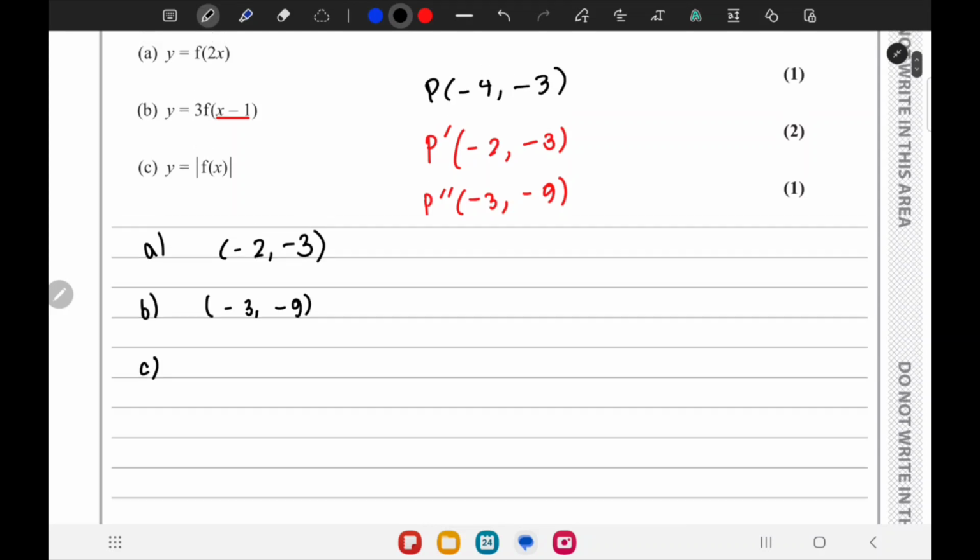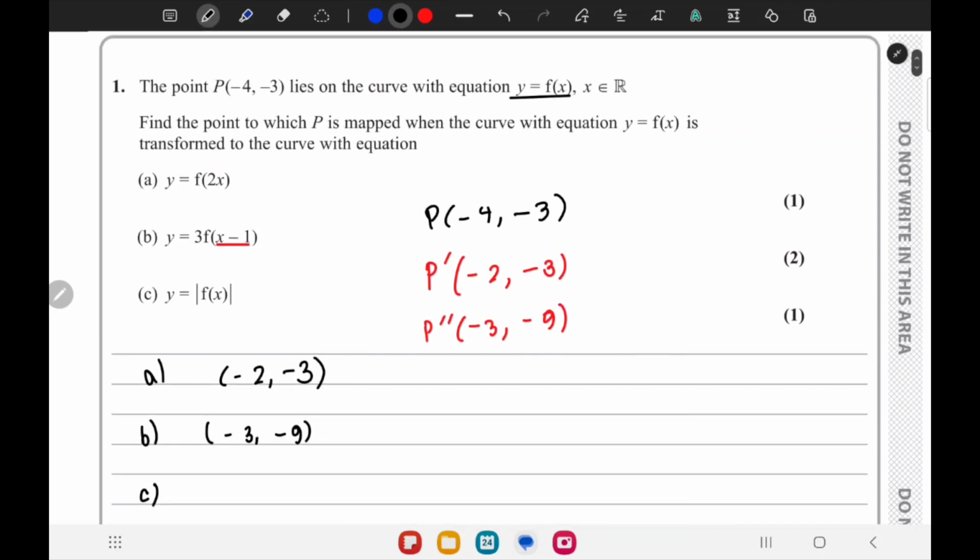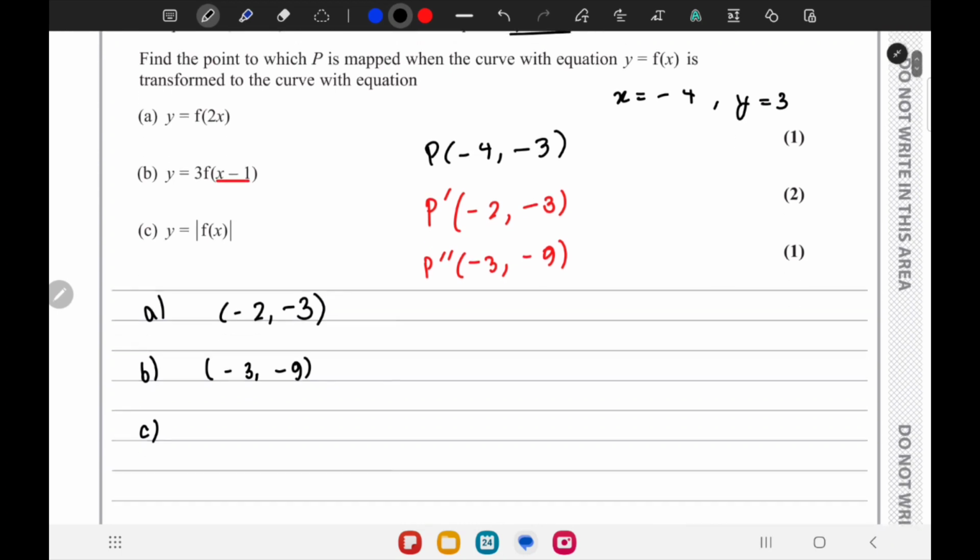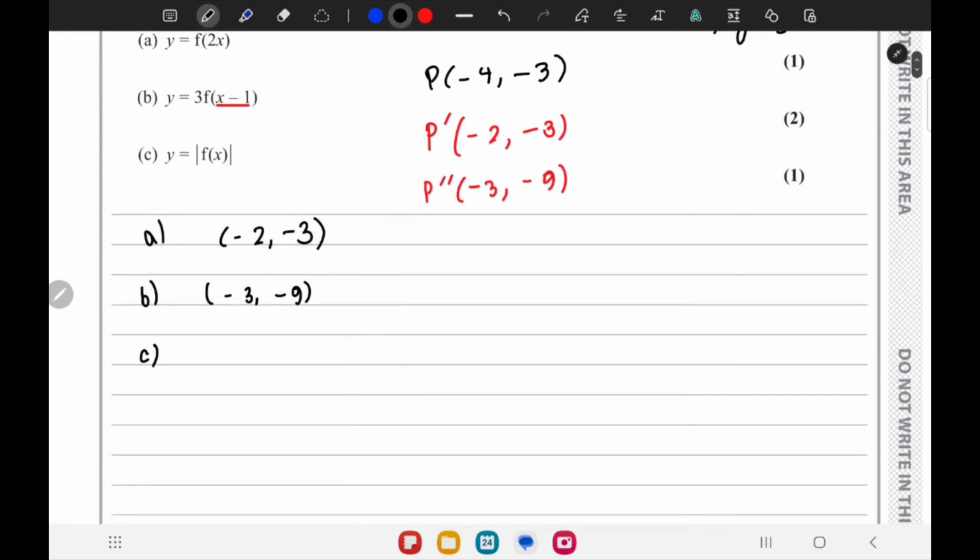In C, we have the modulus of f of x. So at x equals -4, y will be 3. So (-4, 3).